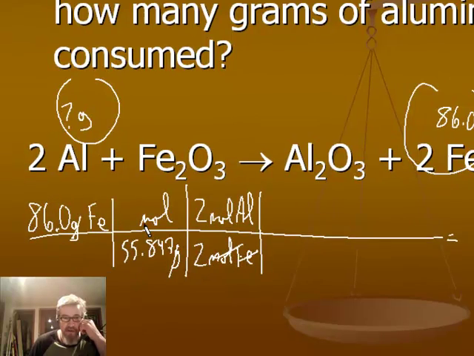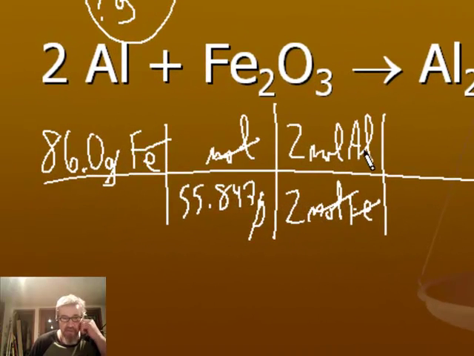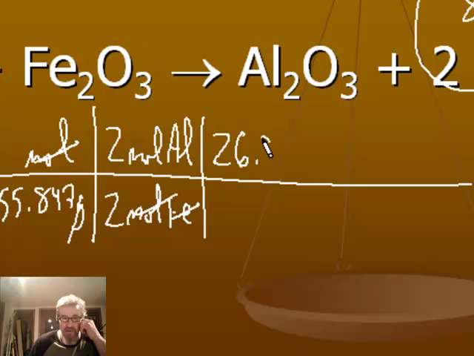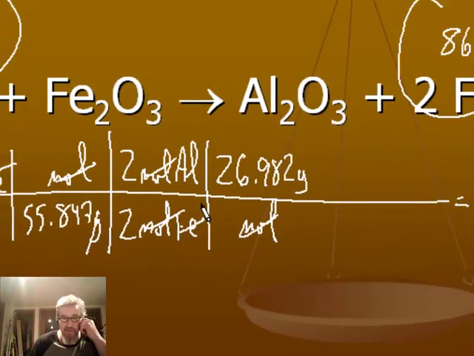With moles of iron now canceled, I have moles of aluminum. Part of that's good because I have aluminum in the answer, but part of it's not good because I don't want moles, I want grams. But I convert from moles to grams very easily by using molar mass. The molar mass of aluminum is 26.982 grams per mole, and with the mole on the bottom it cancels, and I end up with grams of aluminum.